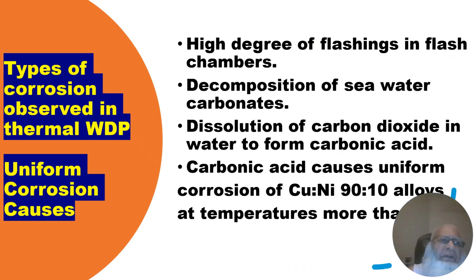This slide is a continuation of types of corrosion observed in thermal water desalination plants. The uniform corrosion causes a high degree of flashing in flash chambers, decomposition of seawater carbonates, and dissolution of carbon dioxide in water to form carbonic acid. Carbonic acid causes the uniform corrosion of copper nickel 90/10 at temperatures more than 60 degrees centigrade.